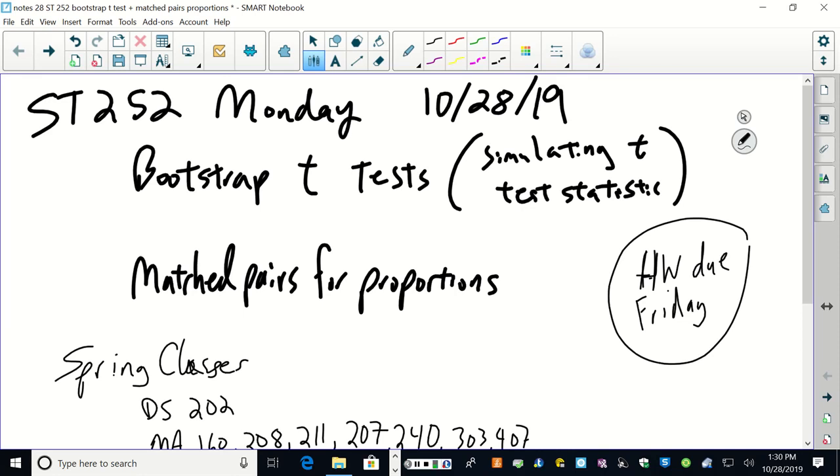There's one problem on a Bootstrap t-test, so it does involve modifying a little bit of code like you did for the last assignment. And I will get your graded assignments back soon. I'll catch up here soon, I believe. And today we're going to talk about the Bootstrap t-test, which really is kind of simulating a test statistic or a standardized test statistic and using that for a t-distribution value, and matched pairs for proportions, how that's done.